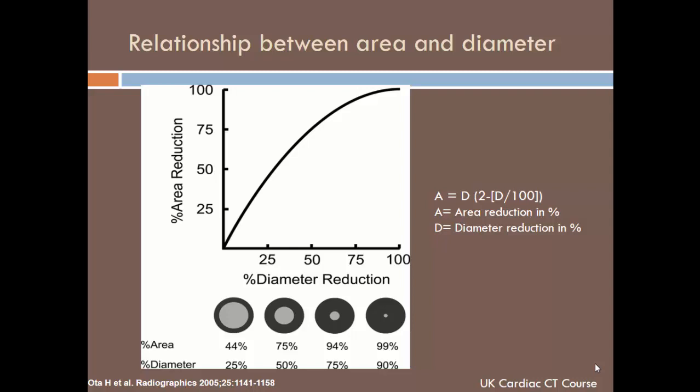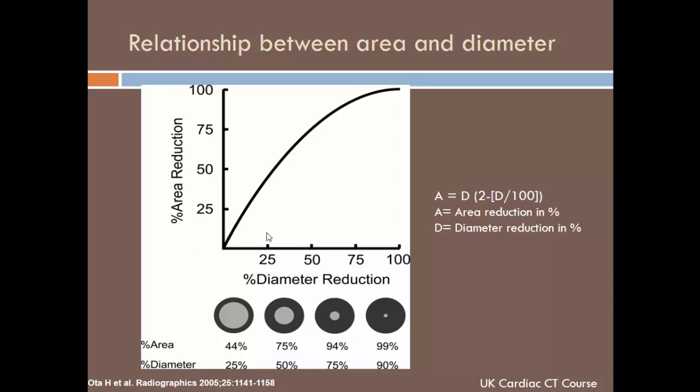So how does area stenosis relate to the diameter stenosis? Here, for example, a diameter stenosis of 50% relates to 75% area stenosis. Now, this is applicable only if the stenosis is circular, if it's causing a circular reduction in the lumen, so from a concentric plaque. For an eccentric plaque, this formula is not applicable.